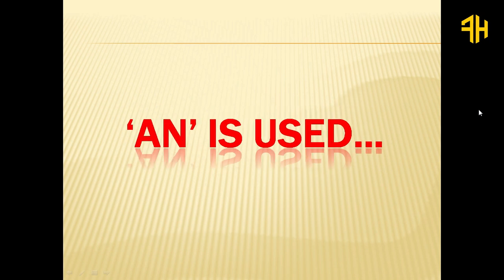An is used before a word beginning with a vowel, that is an idiot, an apple. Before a word beginning with H but not sounded, that is an honor, an hour, an honest man. We use an before words that begin with a vowel sound, that is an orange, an umbrella, and an I.